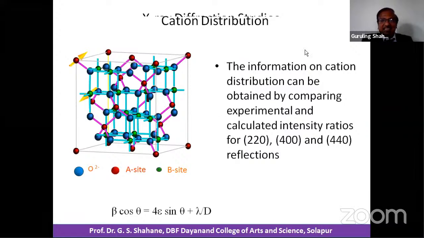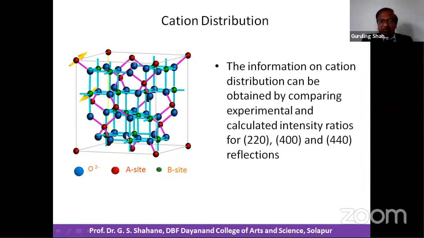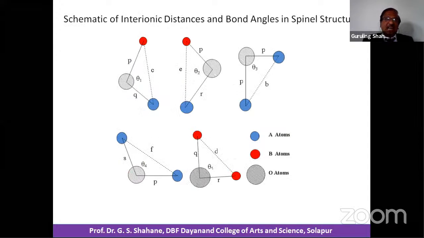At the same time, that data can also be used to obtain the cation distribution. So this is our spinel structure, and there are two sites, A site and B site, tetrahedral site and octahedral site, and the properties of material are decided by the cations at tetrahedral and octahedral sites. So we can determine the cation distribution using these X-ray patterns. I will not go into much detail, but that information can be obtained from that.